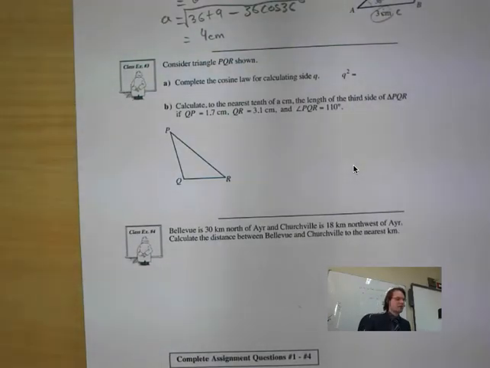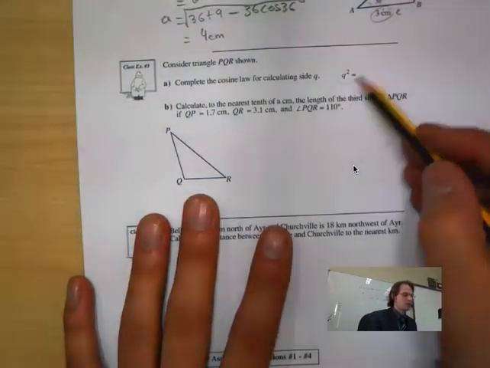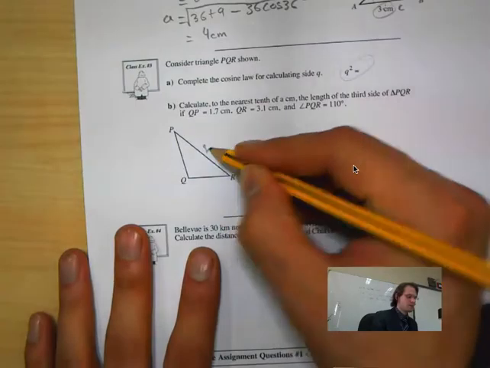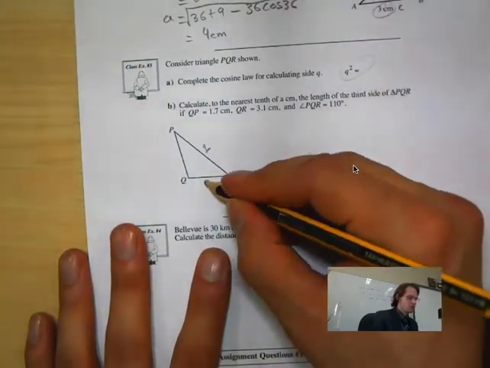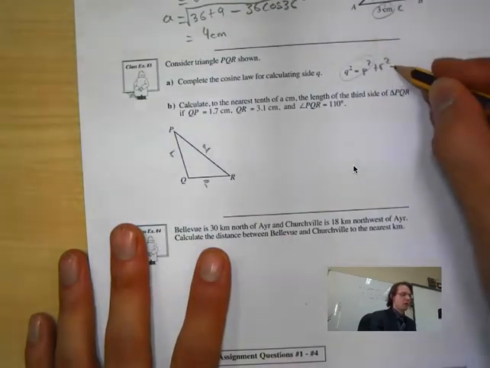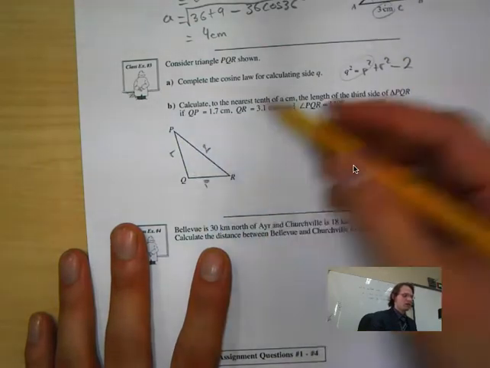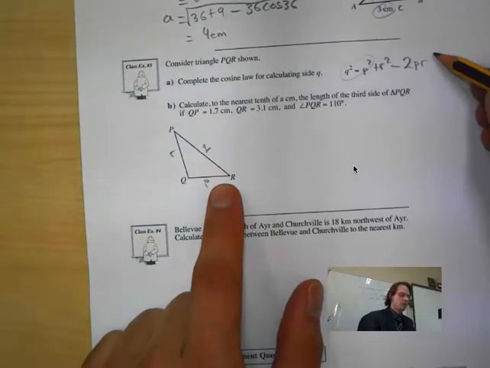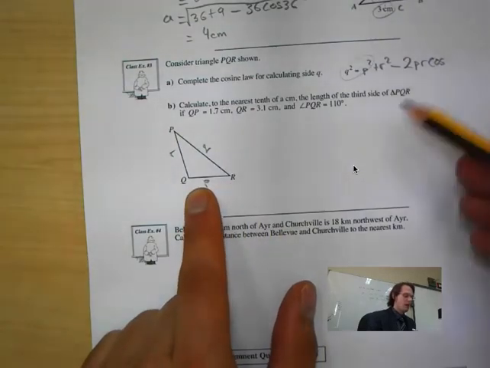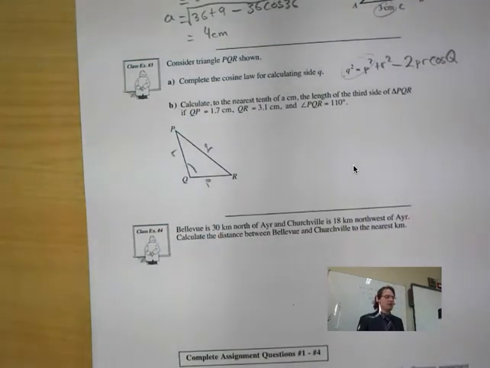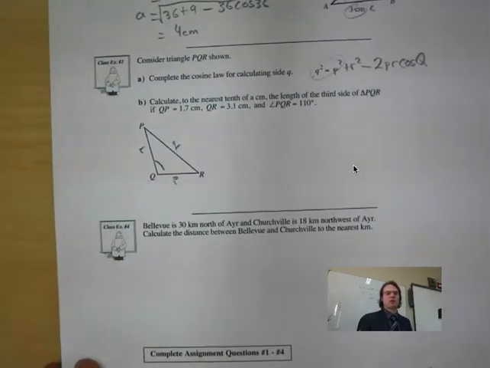We want to take a look here at q squared. It says complete the following calculation for side q. So what is q equal to? Well, here's side q. Well, q squared is equal to, well, there's p, there's r, p squared plus r squared minus 2, and then we want p, r, and all of this is going to be cosine of angle. Well, we're trying to find q, so we want angle q. All right? So there is our first part. We completed our formula because it's in terms of q.